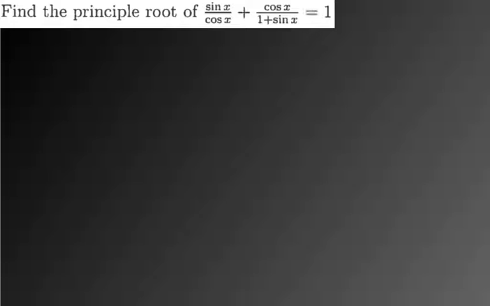So in this video, we're just going to be doing some more trig equations, and all of them are kind of on the harder side of things. You're going to have to use some trig identities, simplify things, and stuff like that. So this first one just wants to find the principal root of sine x over cos x plus cos x over 1 plus sine x equals 1.